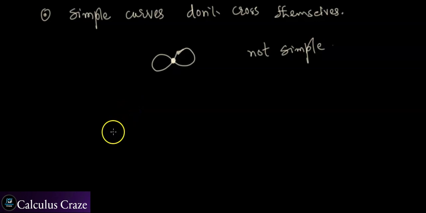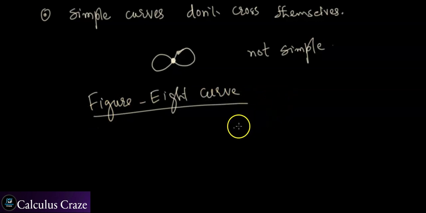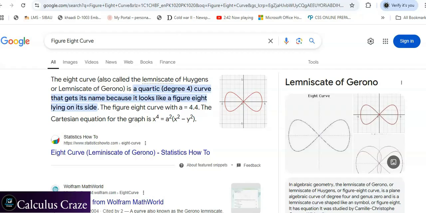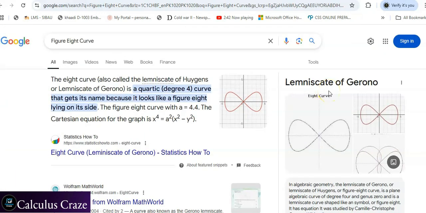For example, figure 8 curve. How does it look like? So we can see it. This curve is right over here, and it is basically looking like infinity, right? Which is also called lemniscate of Bernoulli. So it is not simple. I can give another example, which is trefoil knot.